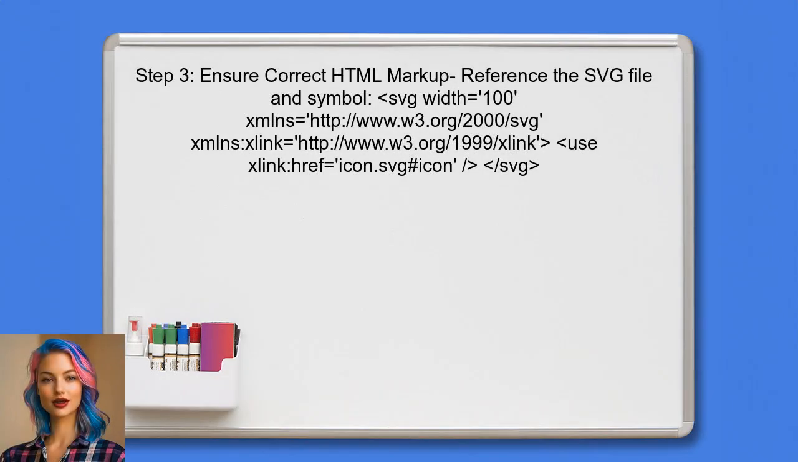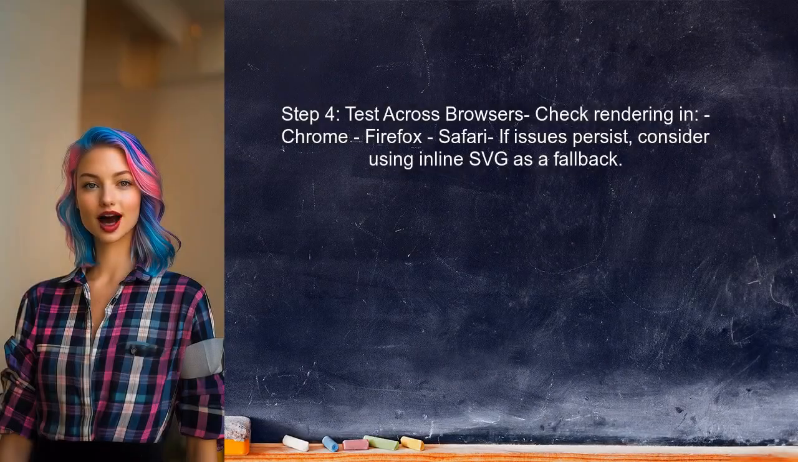After setting up the SVG file correctly, the user should ensure that the referencing markup in the HTML file is accurate. This involves using the correct xlink:href attribute to point to the SVG file and the symbol. Finally, the user should test the SVG in different browsers to confirm that the gradient renders correctly. If issues persist, consider using a fallback method or inline SVG as a workaround.